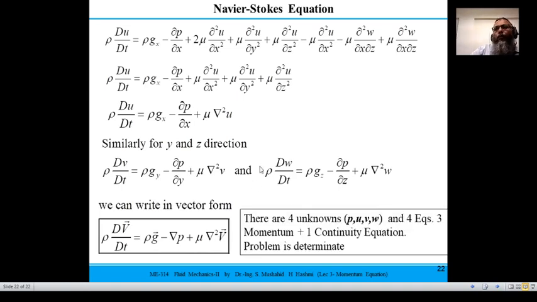So here, if you look at this problem, we have four unknowns: u, v, w and pressure. Because we have got rid of the stress terms, thanks to Stokes postulate, we only end up with the velocity terms. So now the problem is determinate, because we have four unknowns and four equations: three momentum equations and one continuity equation.